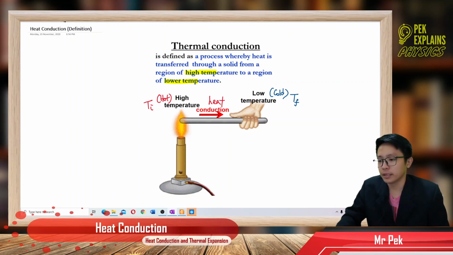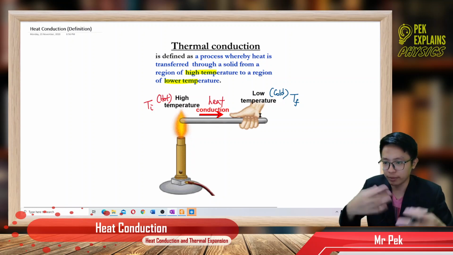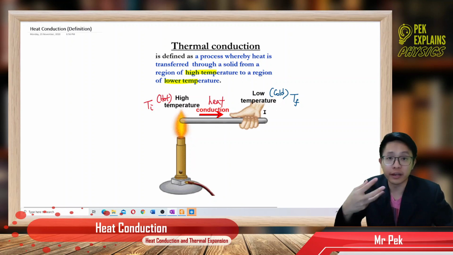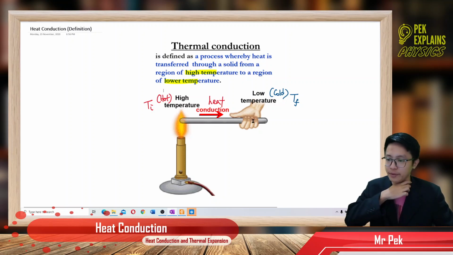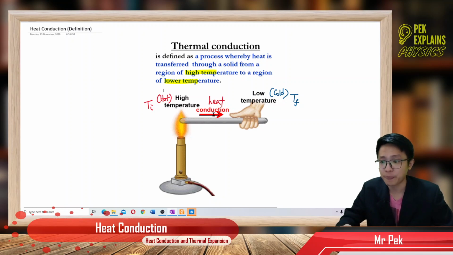Now, for example, this is a metal rod. You're heating the metal rod at one end. So the end which is being heated has high temperature, and the place you hold has low temperature. But after some time, you'll feel that the metal rod becomes hotter and hotter. So why does that happen? It is because of thermal conduction or heat conduction.